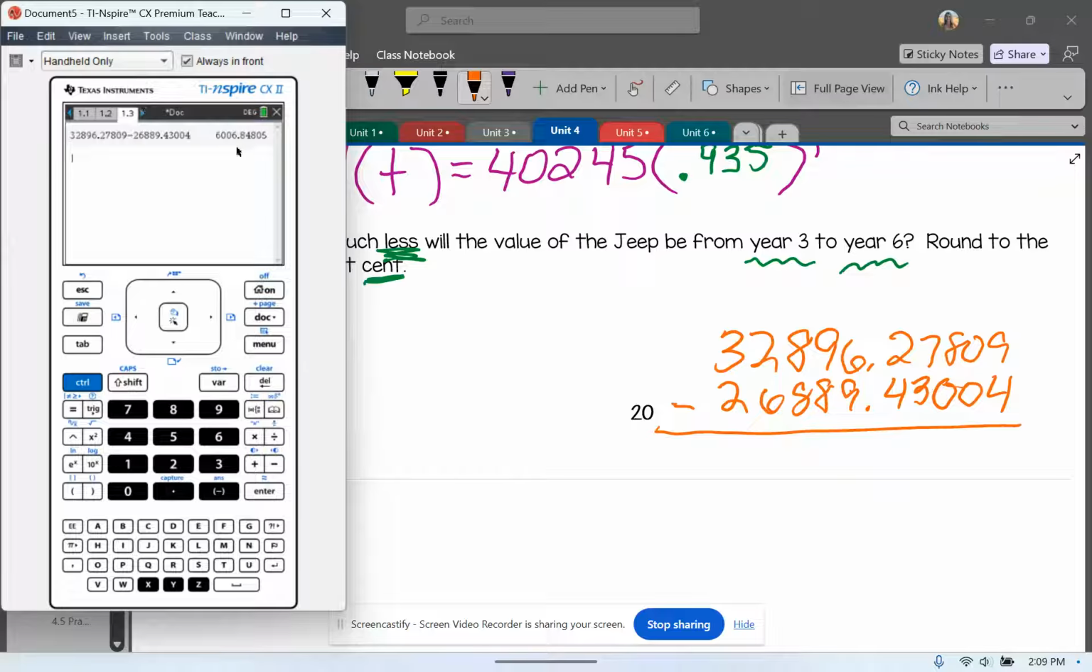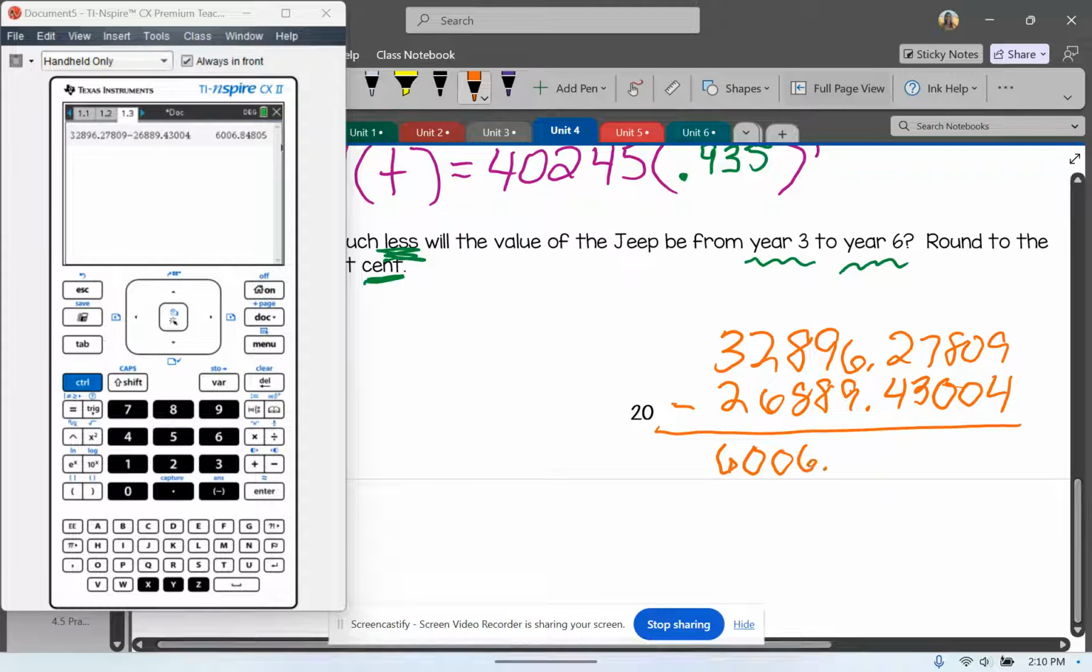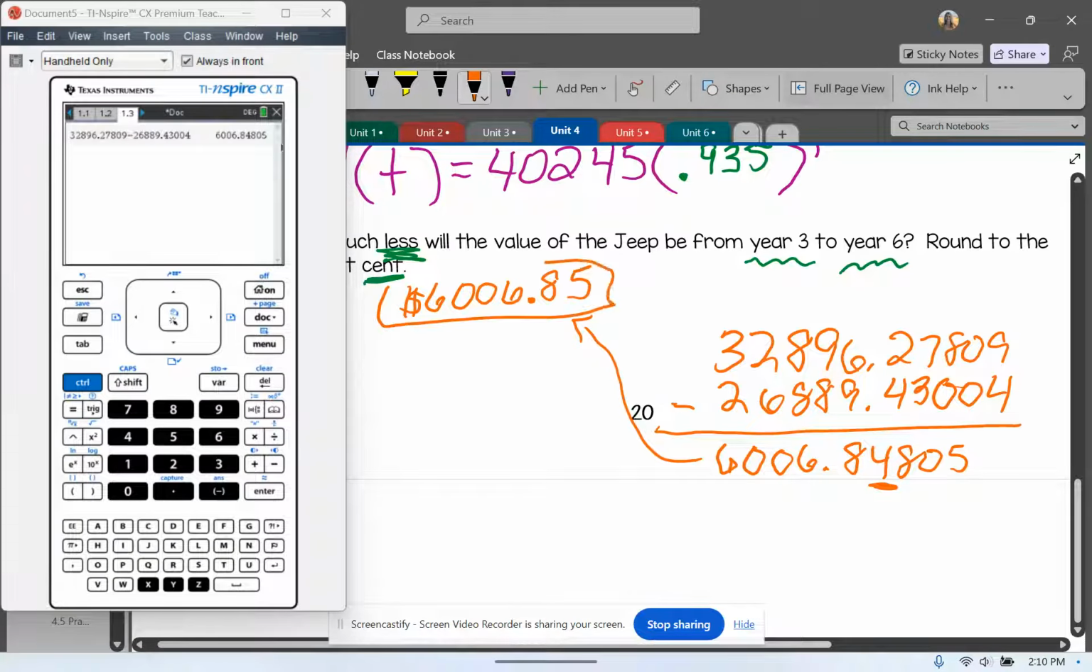I have done that here for us. When we subtract those two, we get 6006.84805. But if we need to round to the nearest cent, that means we want the hundredths place value. So what is the difference? That would be $6,006.85.